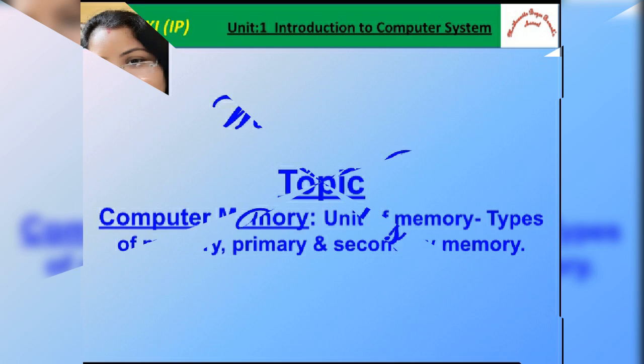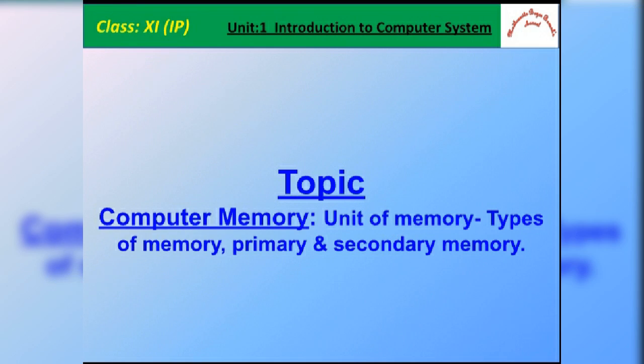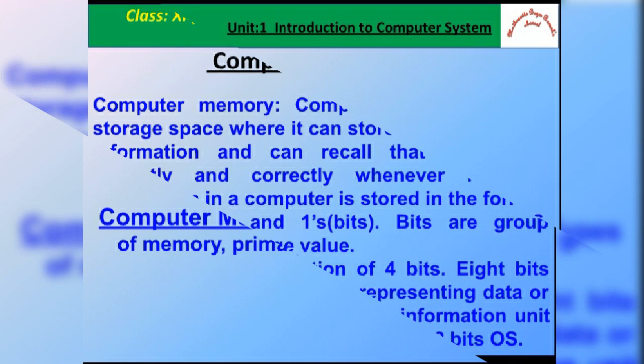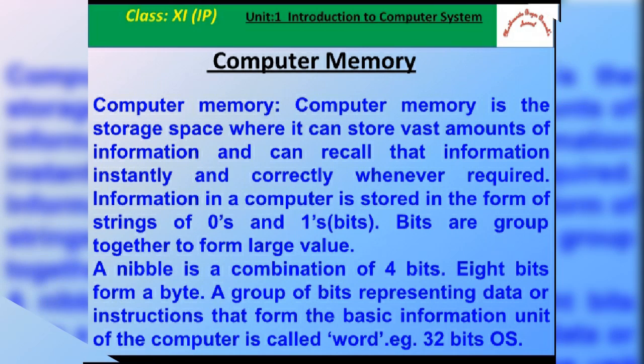This video is about computer memory from Unit 1, Introduction to Computer System, Class 11 IP book. Here the topics are unit of memory, types of memory, primary and secondary memory, data deletion, and recovery. All this I'll explain here. First, the storage unit or memory unit.